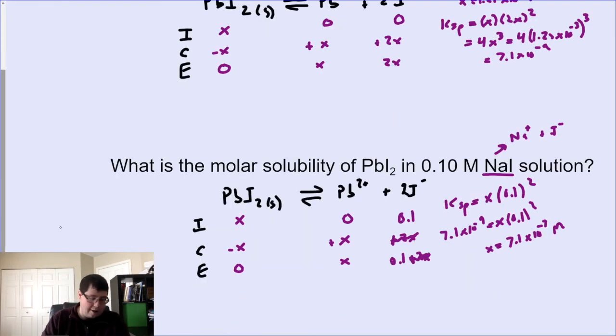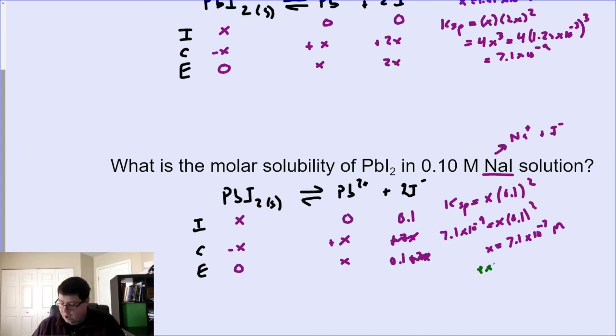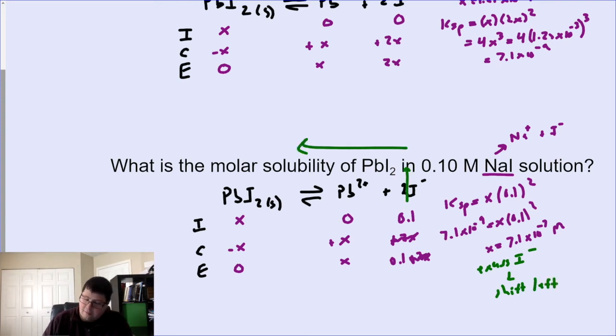The reason why is because we have excess iodide in solution, and excess iodide causes this reaction to shift to the right, or sorry, shift to the left. It's going to shift away from our lead and our iodide, and because of that, less of this is going to be able to dissolve. So it makes sense that my molar solubility here is much less than the molar solubility that we had before, and that's what the common ion effect does.